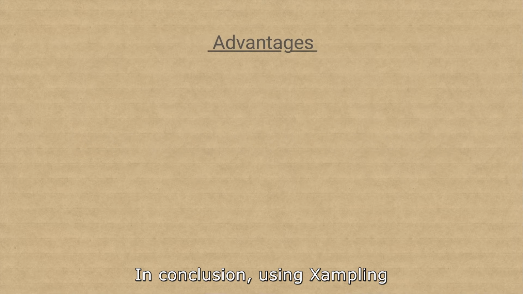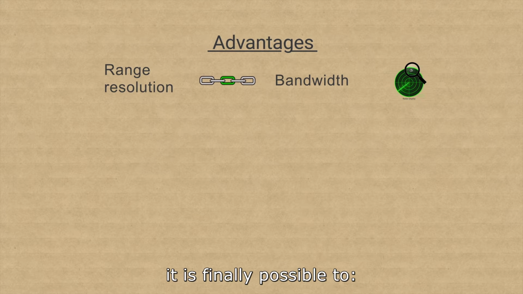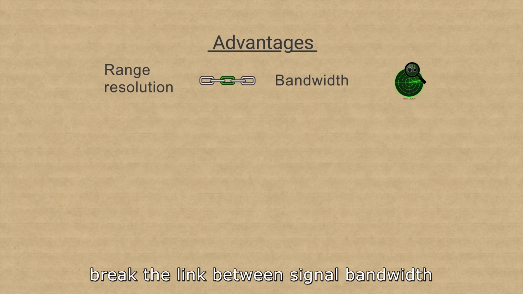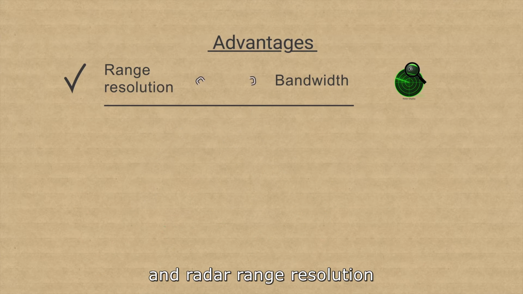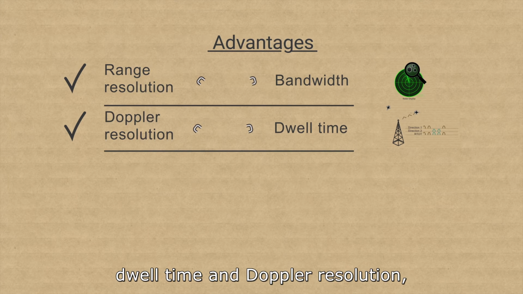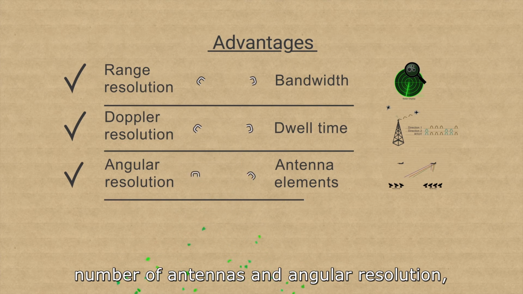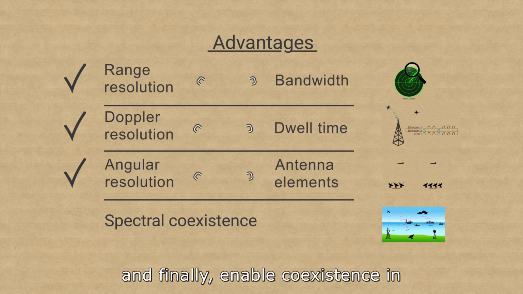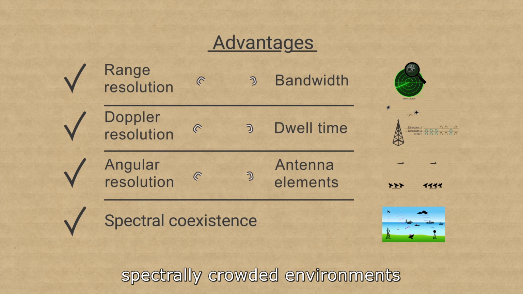In conclusion, using Xampling, it is finally possible to break the link between the signal bandwidth and radar range resolution, dwell time and Doppler resolution, number of antennas and angular resolution, and finally, enable coexistence in spectrally crowded environments.